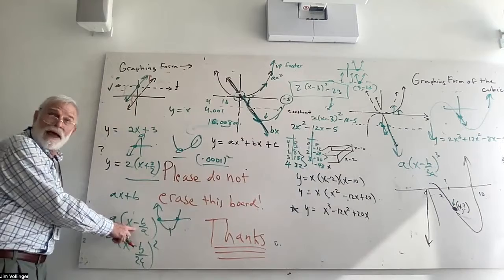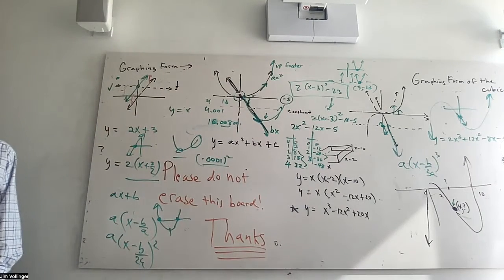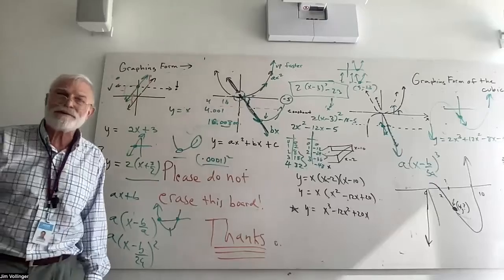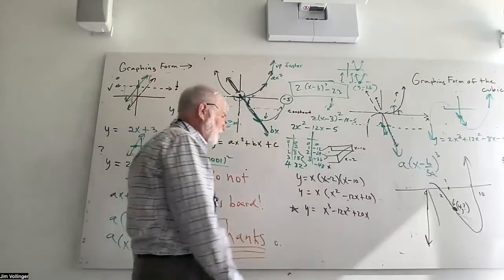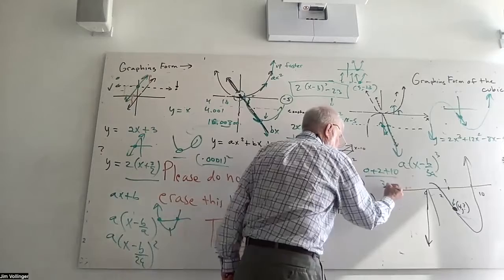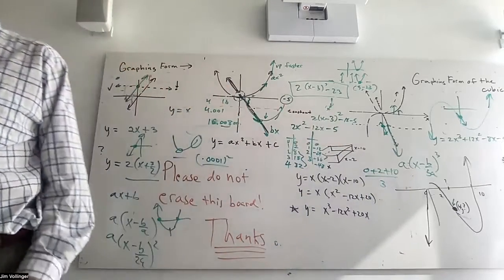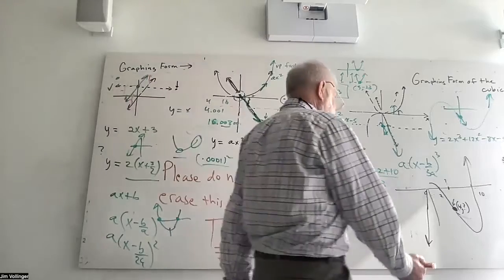Minus b over a is the average of the roots. Guess what minus b over 2a is? The average of the roots. Guess what minus b over 3a is? The average of the roots. So what were the roots? 0 and 2 and 10. And if you divide that by 3, what do you get? 4.